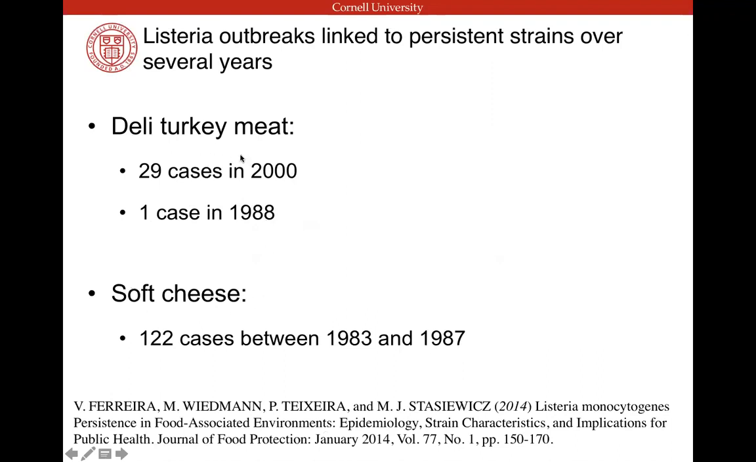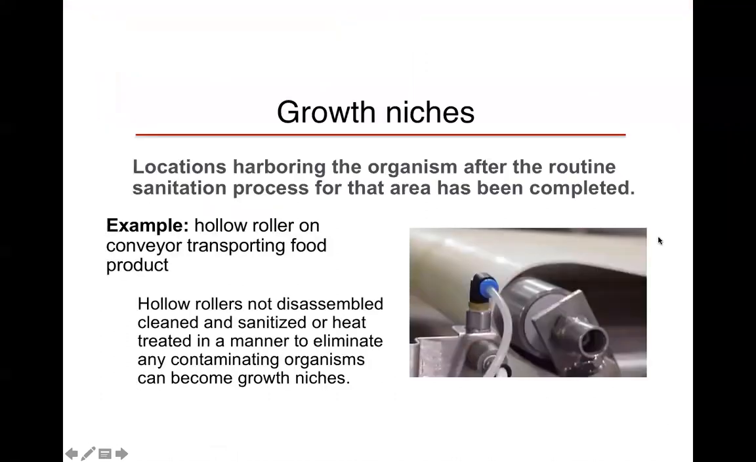Another example, this one was not in the US. It was a soft cheese in Switzerland, and it was actually a seasonal cheese, and there were 122 cases between 1983 and 1987. So it survived over time, despite being a seasonal food and despite having the summers to shut down production and dry out a facility, it was still a problem over time.